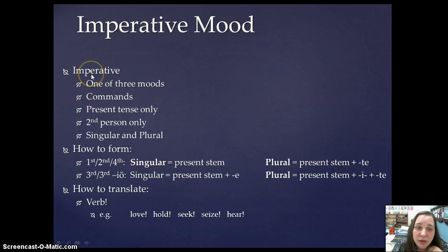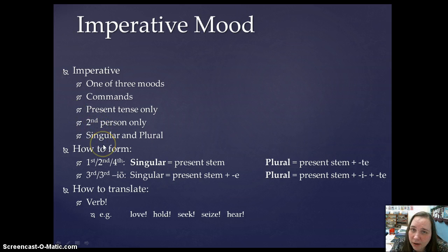Okay, so the imperative is one of three moods. You've already learned the most common mood, the mood that the majority of the Latin you'll ever read is written in, and that is the indicative mood. The imperative is the second of these moods, okay, and it shows commands. You only use imperative in the present tense. Imperatives, for the most part, are only second person, and you can have a singular or a plural imperative, okay? So whether you're commanding one person, singular, or more than one person, plural, okay?